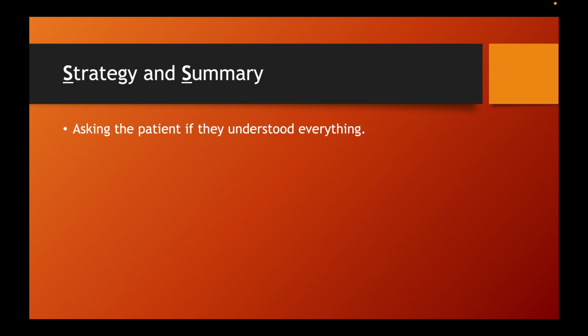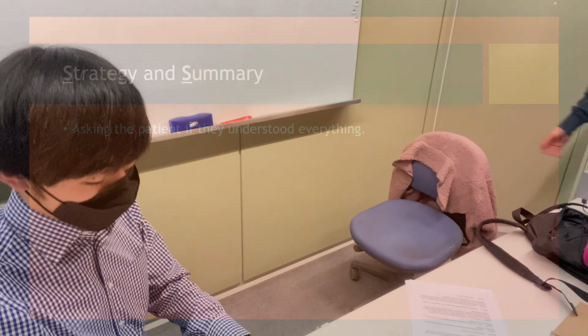Finally, this is the step strategy and summary. So this is the step where you ask the patient if they understood everything. This is also a step where you can talk about the strategy going forward. What kind of things are awaiting the patient. This is where you explain to the patient what's going to happen next. Okay, so these are the 6 steps, the SPIKES protocol, that's often used all around the world for breaking bad news.